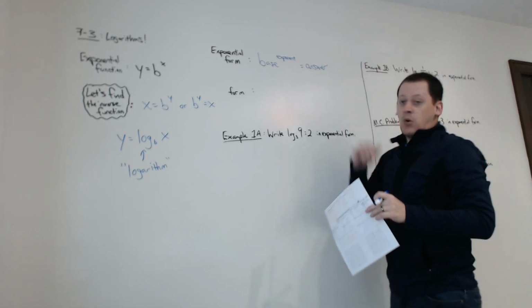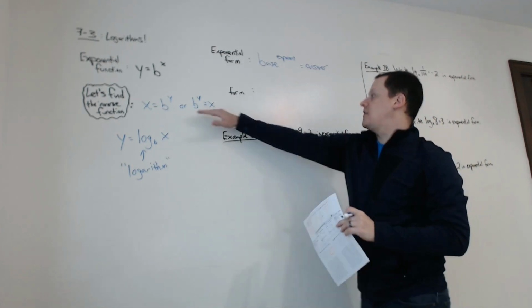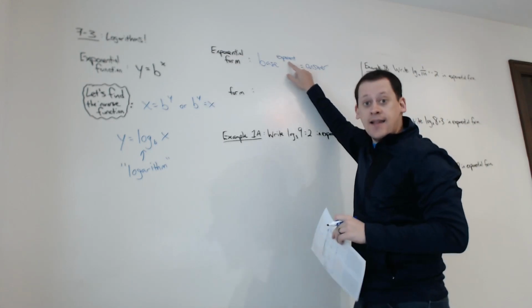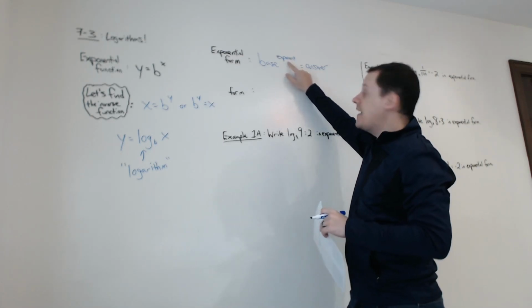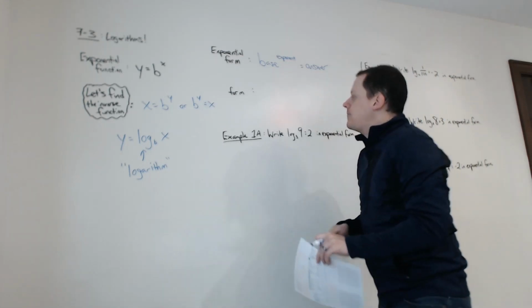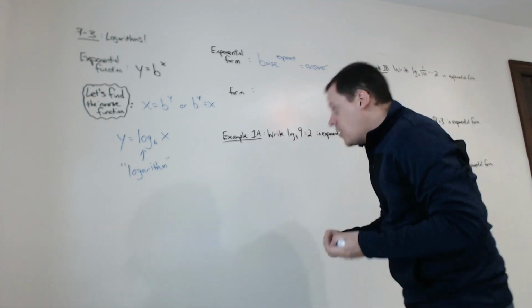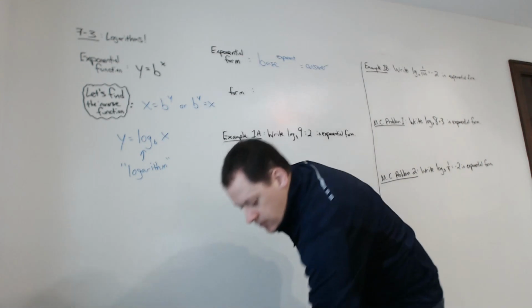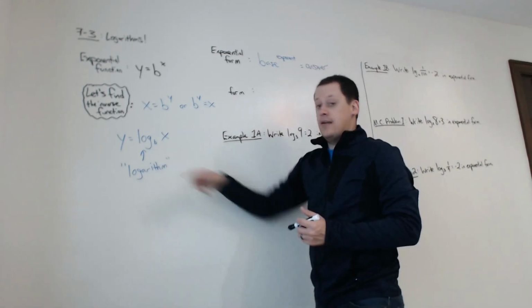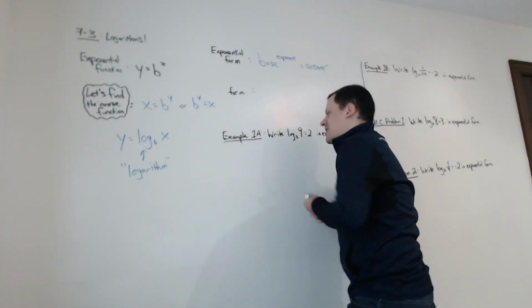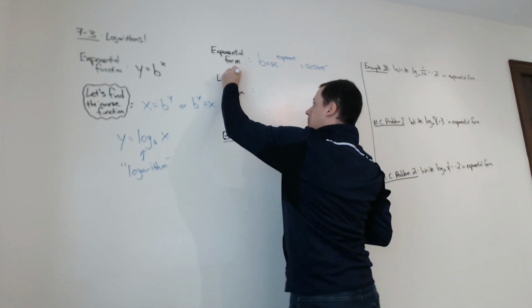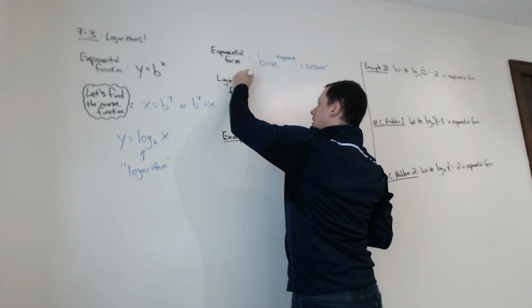Base to the exponent power equals answer. That's what we have right here. That is an exponential form because it's got an exponent in the exponent's place. Okay. So, we want this to be its own form. Since it has a logarithm in it, we're going to call this logarithmic form.